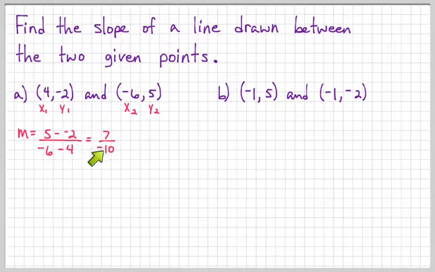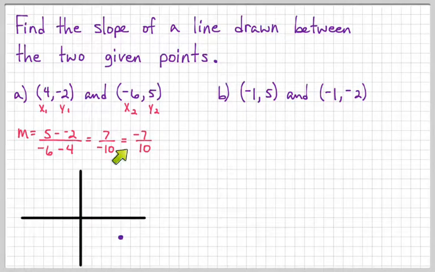Now this is a negative slope, but we know that we can never leave a negative in the denominator, so you definitely should move it to the top. Now here I have plotted the point 4, negative 2, and now let's plot negative 6, 5, and here's the line, and you can see that it has a negative slope. So, it only takes a second to kind of draw a little sketch of your 2 points and make sure that the slope is positive or negative, whatever it's supposed to be.